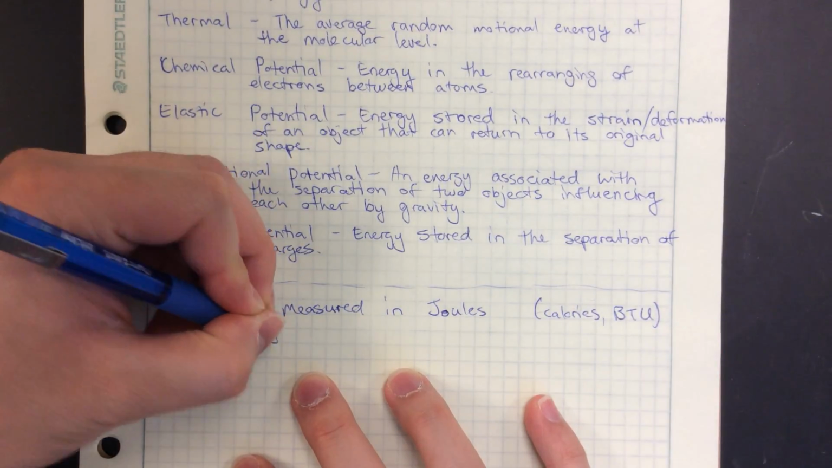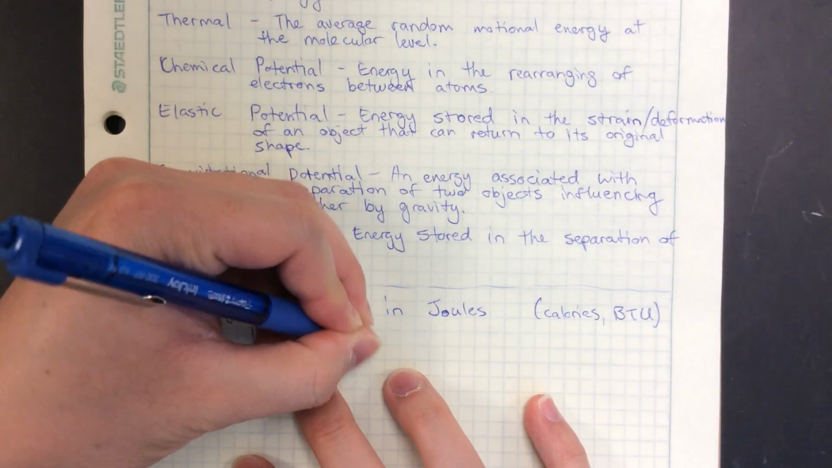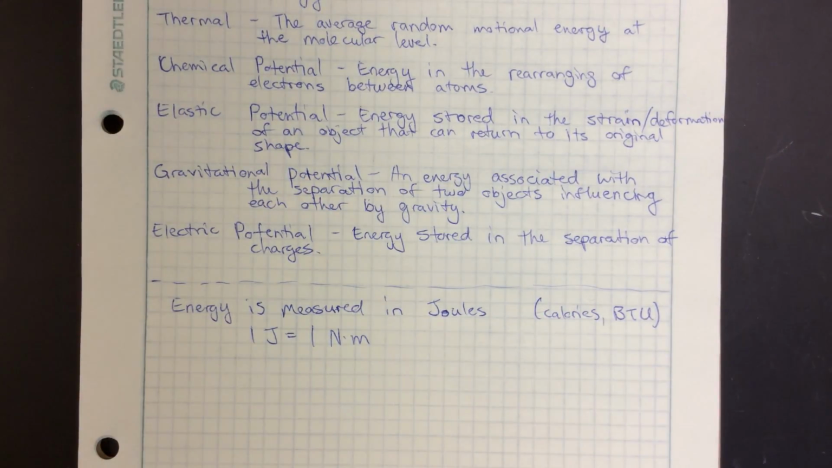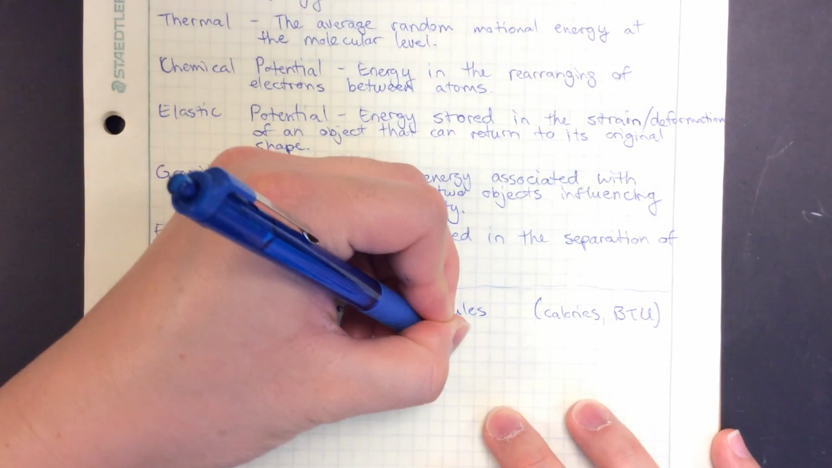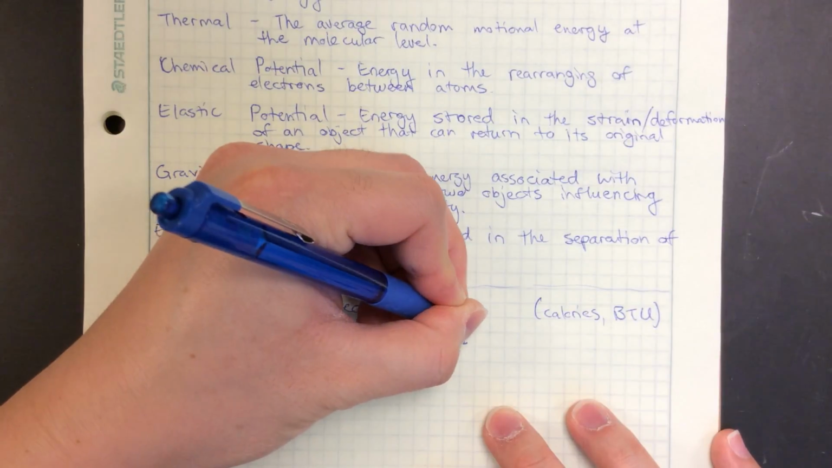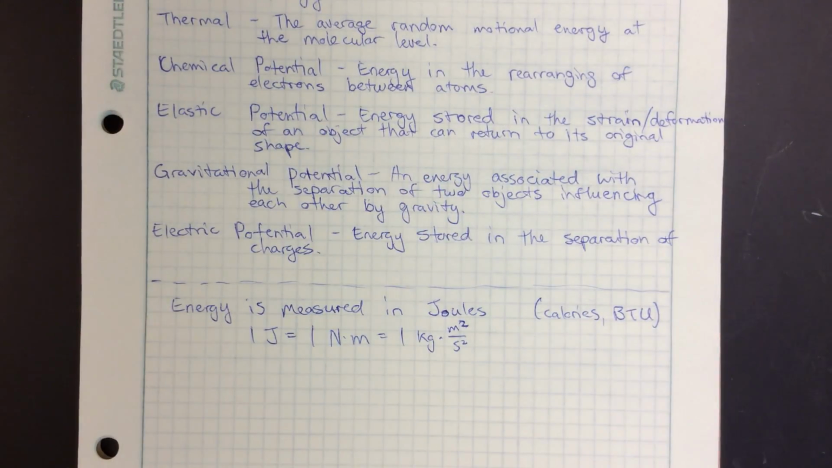So 1 joule is equal to 1 Newton meter. So 1 joule is enough energy to push an object with 1 Newton over 1 meter. Or you can also say it's 1 kilogram meter squared per second squared. You'll notice that a Newton meter was also used for torque. You'll never describe torque with joules.